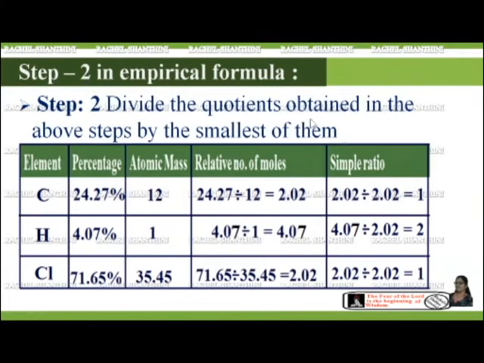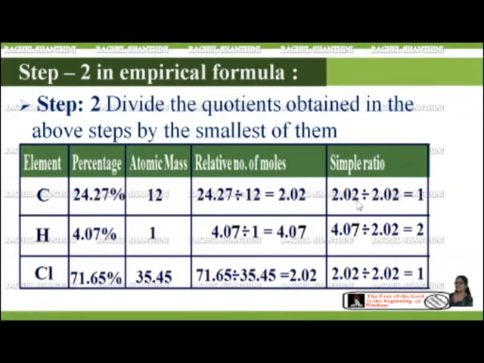In step 2, to find out the simple ratio, we have to divide the quotients obtained in this relative number of moles by the smallest number among them. Which is the smallest number here? 2.02. So we need to divide all these quotients by the smallest number.